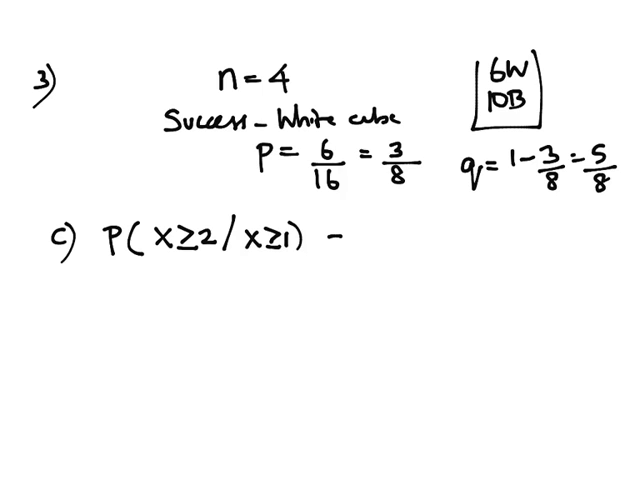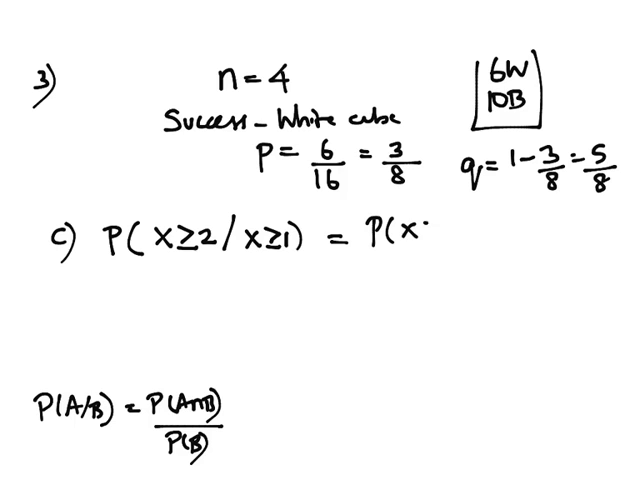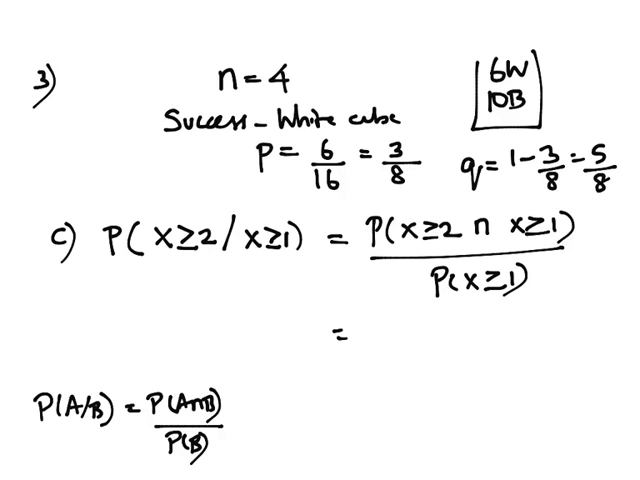Now we know that P of A given B is P of A intersection B divided by P of B, isn't it? Let us apply the same rule here. So P of x greater than or equal to 2 intersection x greater than or equal to 1, divided by P of x greater than or equal to 1. Now how do I find it?